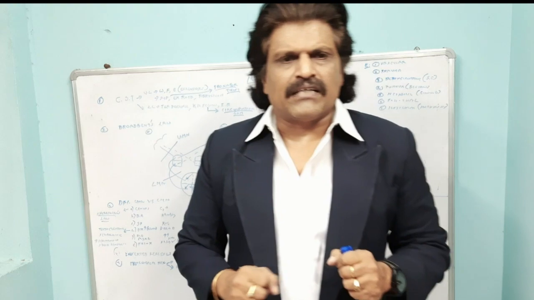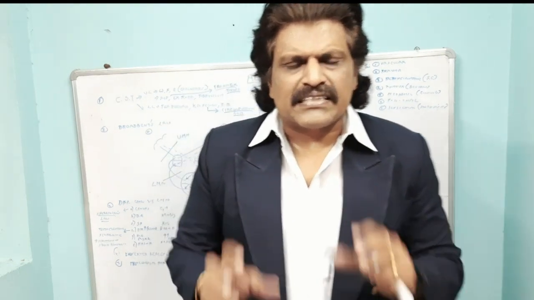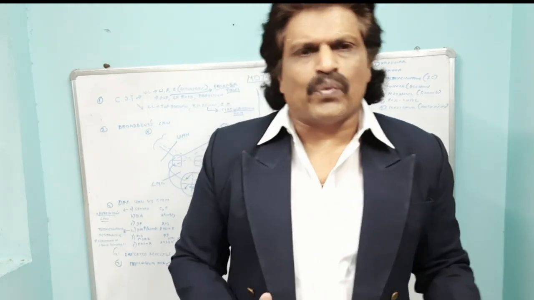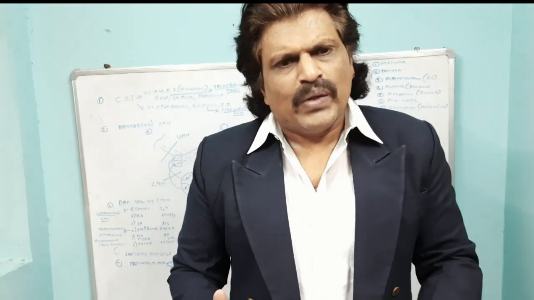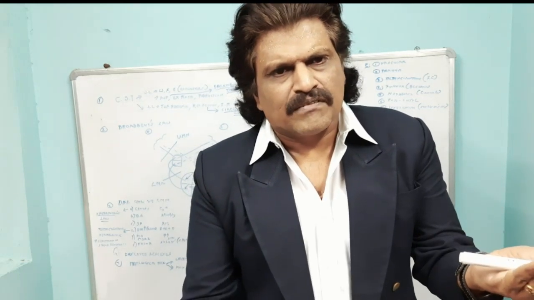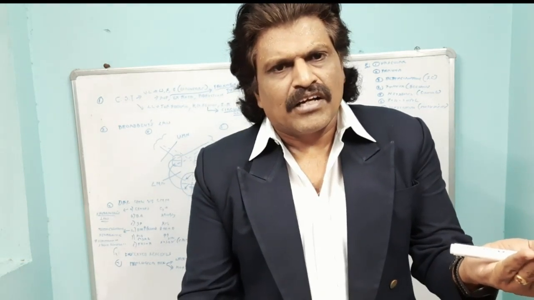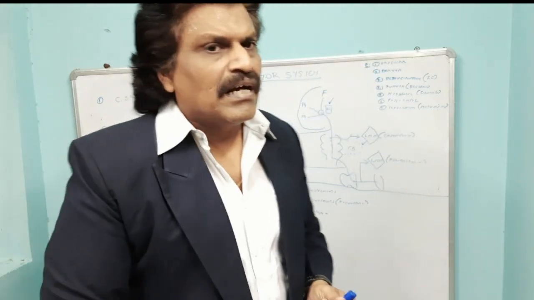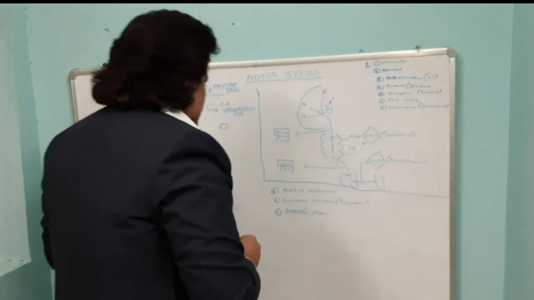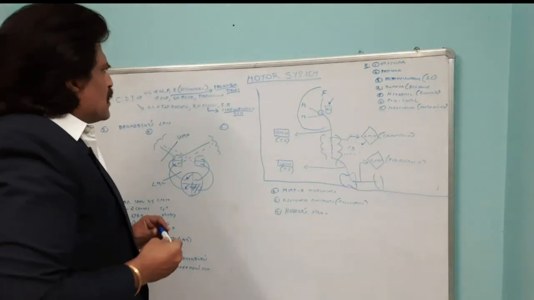This is Hoover's sign. So Hoover's sign is a sign by which you can differentiate whether it is true weakness or pseudo weakness. In true weakness, when one leg is lifted upwards, the other leg should go downwards. If it doesn't happen, that means the person is acting. So we have Hoover's sign here.